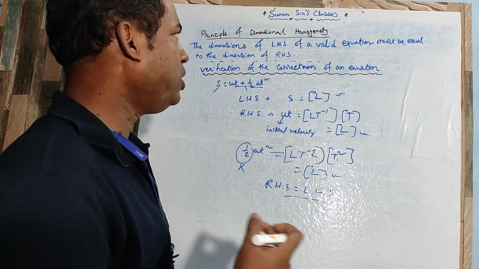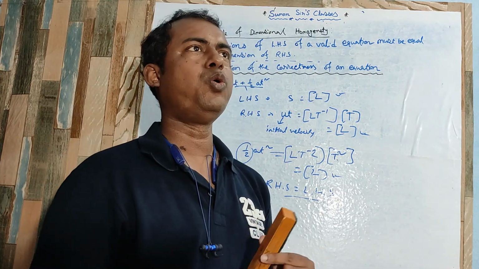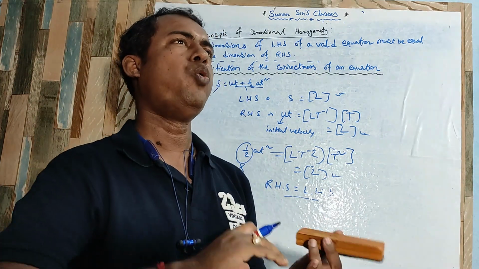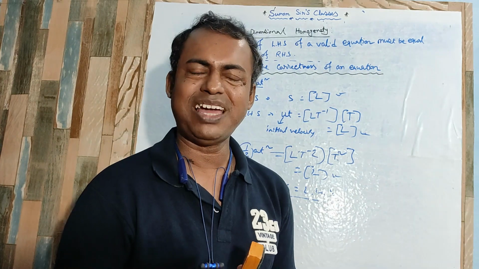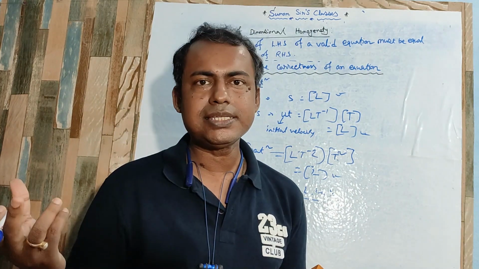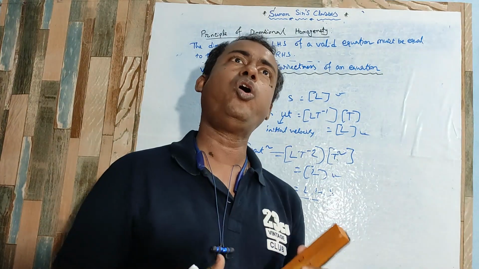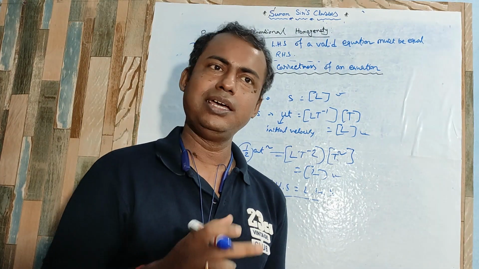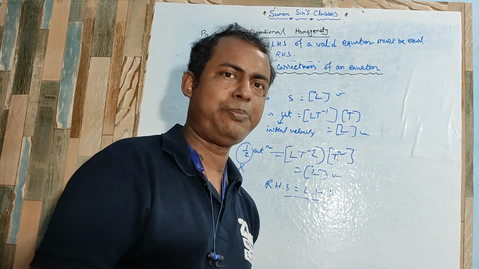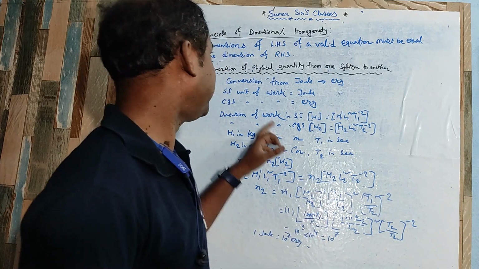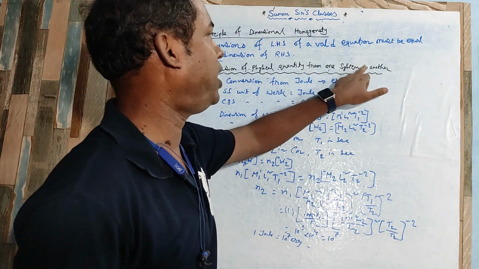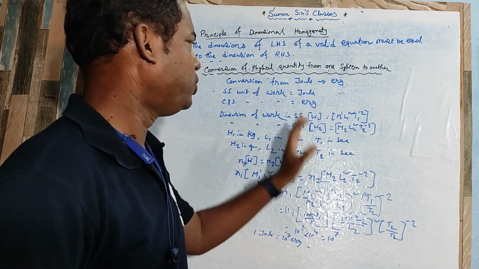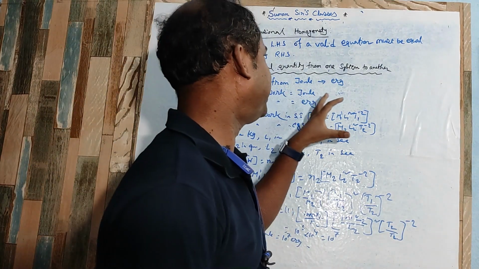Now we move to the next part, which is how we can convert from one unit system to another. That means from the SI system to the CGS system, or CGS to SI, or any other systems. A number of numerical problems will appear from this part. Next is the conversion of a physical quantity from one unit system to another. We write down the details to save time.